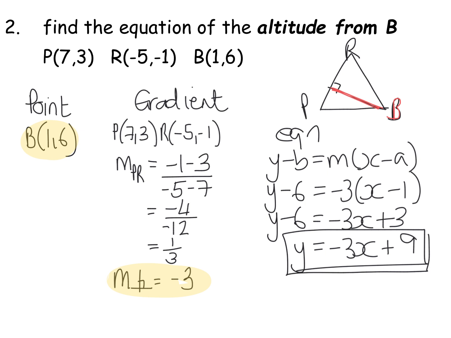So key tip, please draw a sketch. As markers, a lot of the time we see pupils finding the gradient of the wrong lines. And a little sketch just lets you see, okay, I'm finding gradient PR and not BR or BP.